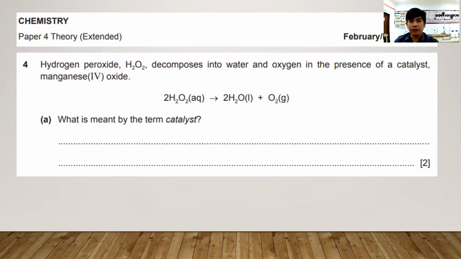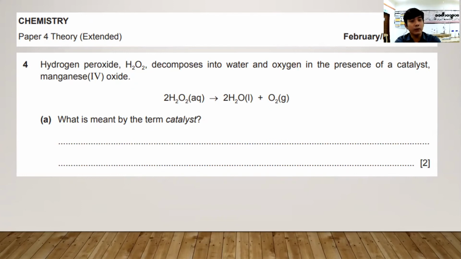Hydrogen peroxide, or H2O2, decomposes into water and oxygen in the presence of a catalyst, manganese(IV) oxide. If you remember, we used a different catalyst. The catalyst that we used is potassium iodide because that is the one available here in the lab. Okay, but actually manganese(IV) oxide and potassium iodide will give you the same result, because it's just a catalyst, meaning it's just speeding up the chemical reaction. Okay. Now, what is meant by catalyst?